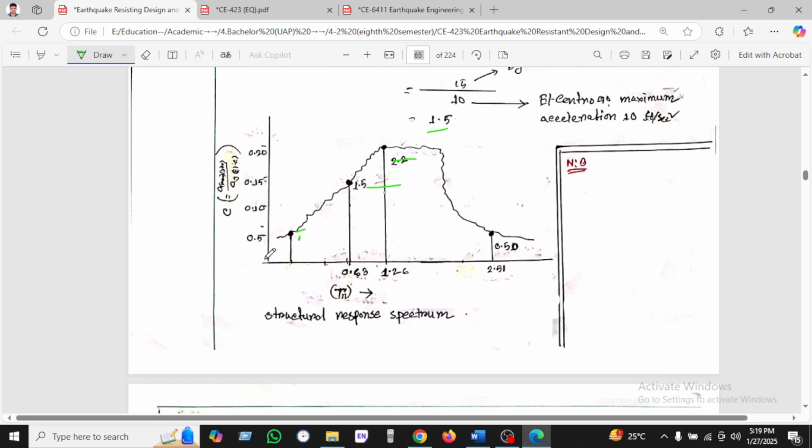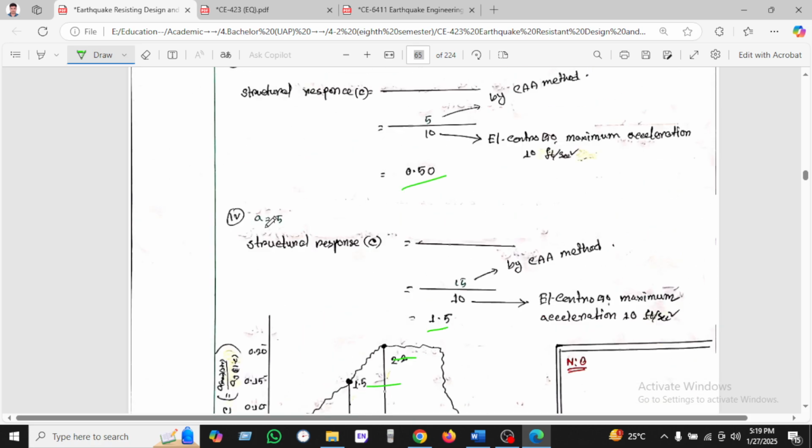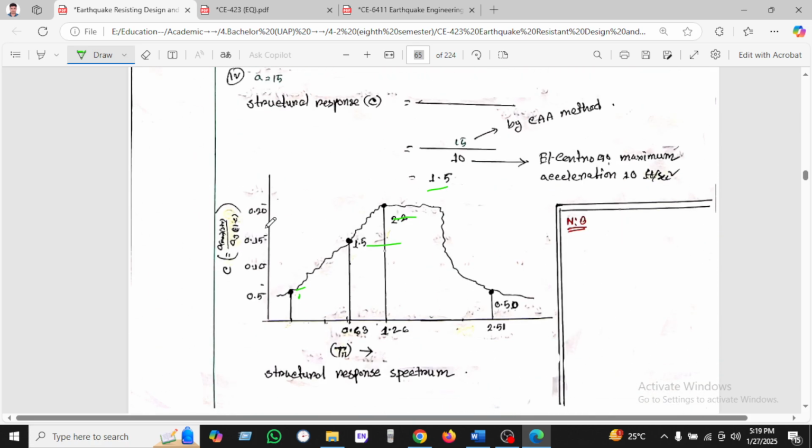So the structural response is given in this figure. The time period is on the x-axis and c is on the y-axis. This is called the structural response c.